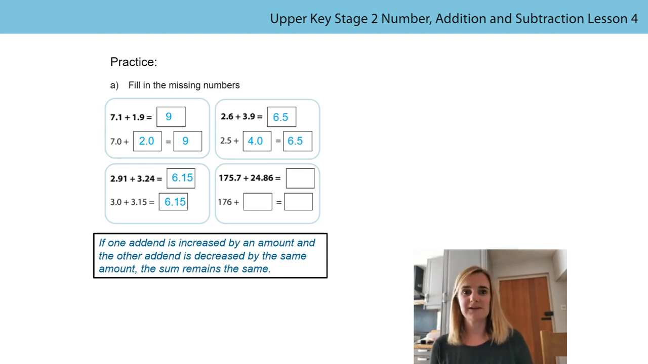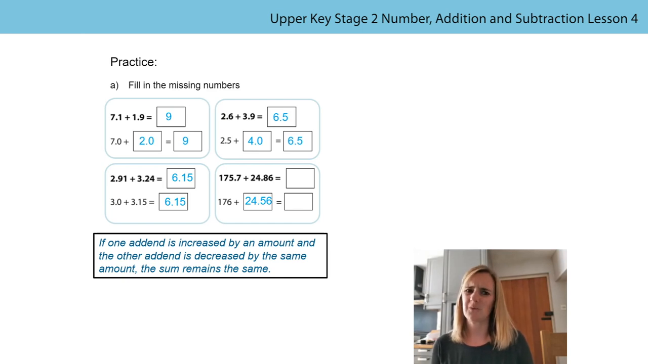Final one in section A, 175.7 add 24.86. You can see that the 175.7 has increased by 3/10 to give us 176. So the other addend needs to decrease by 3/10. So 24.86 will go down to 24.56. And now we've got a calculation to make of 176 add 24.56.